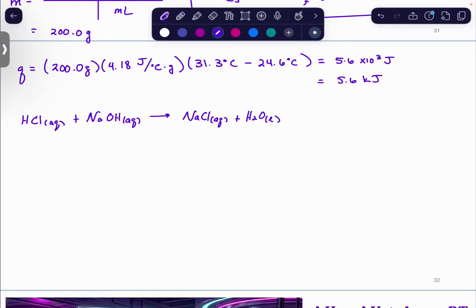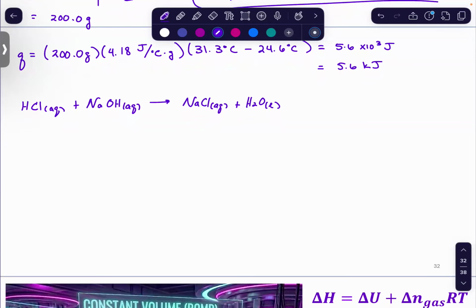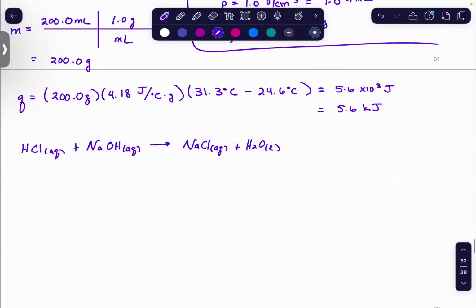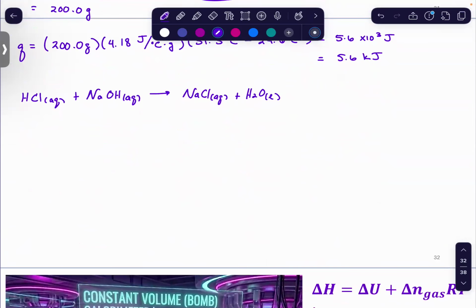Okay, so we have the chemical reaction equation. Then the question is, how many moles of HCl were neutralized? We're going to need that because remember, we want an answer in kilojoules per mole. Our delta H is going to be in kilojoules per mole.